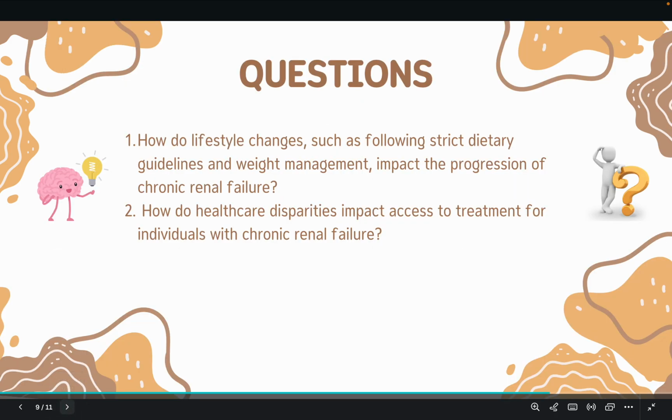So two questions I have are: how do lifestyle changes such as following strict dietary guidelines and weight management impact the progression of chronic renal failure? And how do healthcare disparities impact access to treatment for individuals with chronic renal failure?